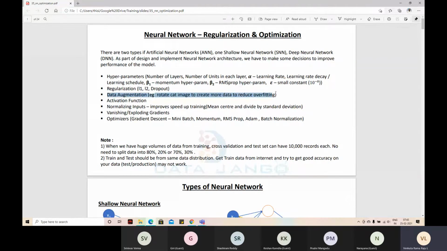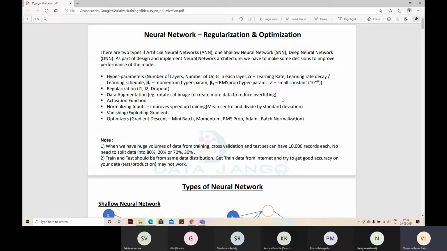And then we need to understand what data augmentation is and how it can help. Data augmentation means you have one picture of a cat or a dog. We can create multiple pictures by rotating them a little bit, tilting them a little bit, so that the model will understand that all those pictures are related to a cat or dog. How it can help, we'll understand. Activation functions we already understood. Normalizing input and what is the use of it, and vanishing and exploding gradients and optimizers we'll learn.